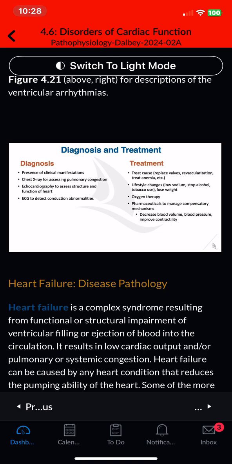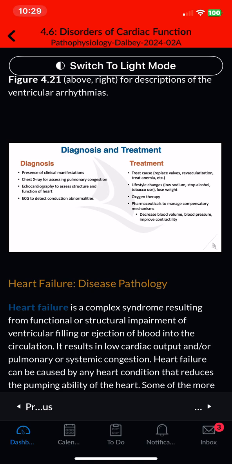So heart failure is diagnosed by the presence of the clinical manifestations. Chest x-rays can be used to assess pulmonary congestion, and then we can use echocardiography to assess the structure and function of the heart, and ECG to determine whether or not there's any conduction abnormalities.